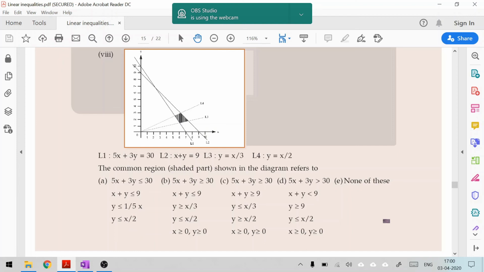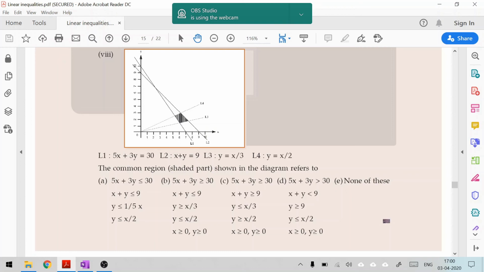So option B, the region is above. So if I put 0 and 0, is it greater than or equal to 30? No, it is not. 0 is less than 30, not more than 30. So it is false. Therefore, the region is above the line L1.